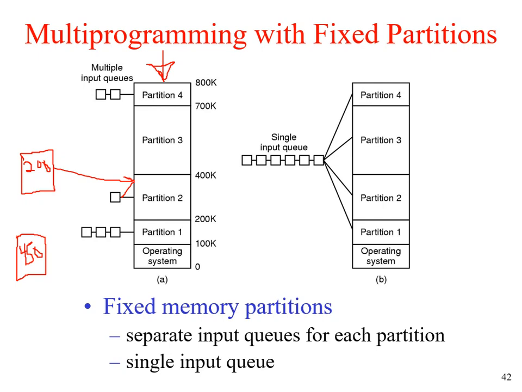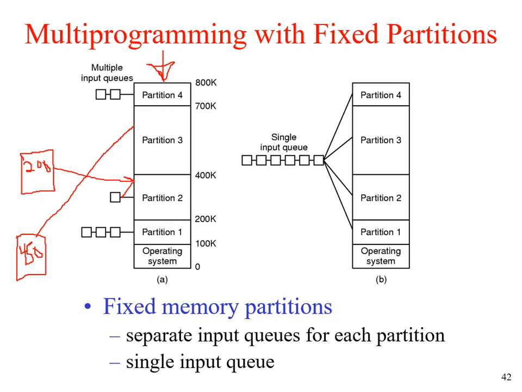Someone says, I'll take some of the memory in partition 3. How big is partition 3? 300K, right? But this memory requires what? 450K, right? So I am short of 150K. Does that make sense?